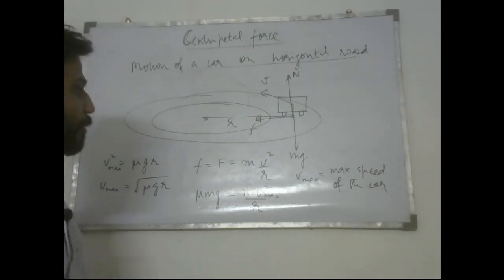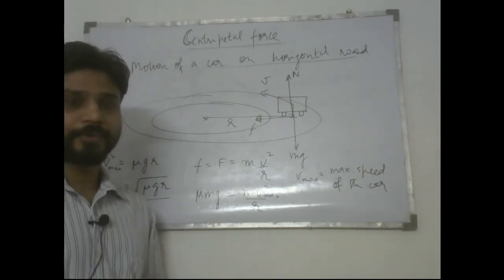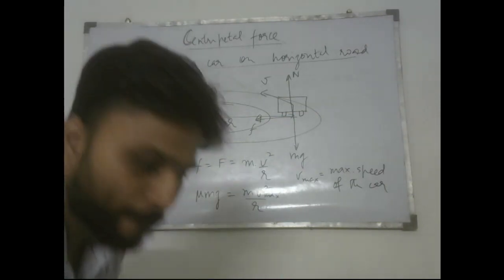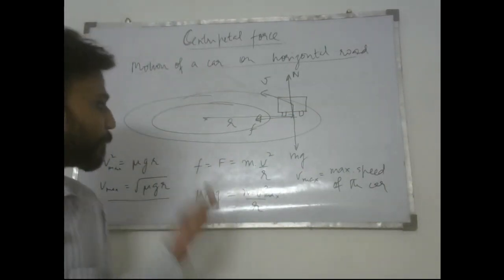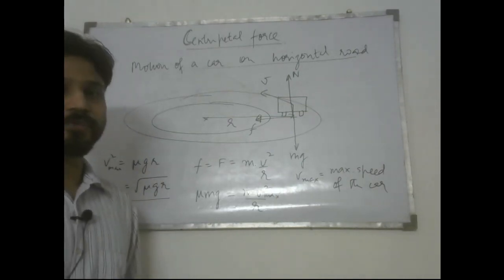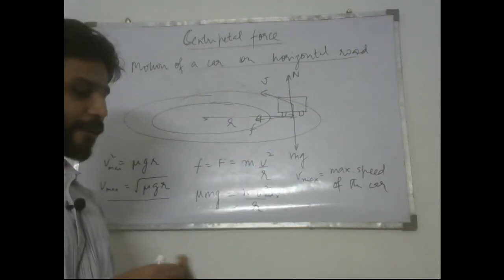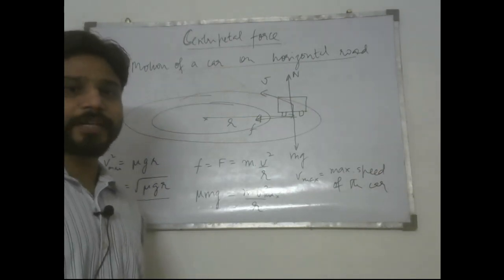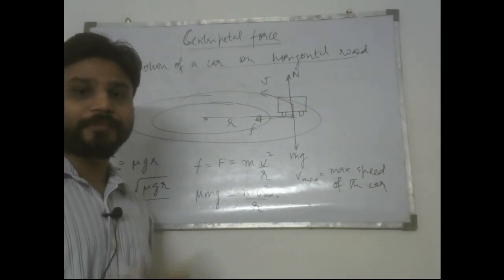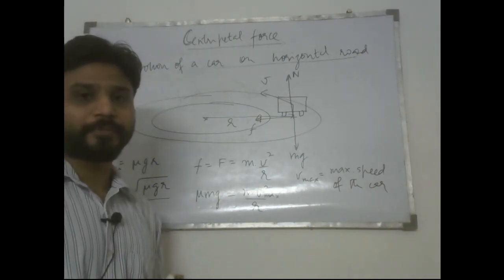So this is the value of the maximum speed which we can obtain for a car moving in a horizontal circle. So what was the centripetal force in this case? Not the normal force, not the gravitational force, the frictional force. And since we are talking about it, there is a gravitational force over there, can we think of an example in which gravitational force acts as a centripetal force?